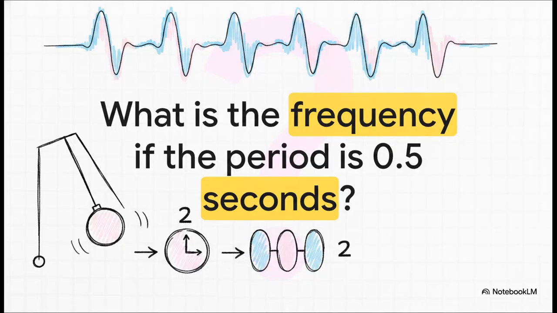Time for a quick knowledge check, straight out of the textbook exercises. We know frequency is just the number of oscillations per second. So, if a pendulum takes exactly 0.5 seconds to finish one single oscillation, meaning its period is 0.5, what's its frequency? Think about it for a sec. Well, if it takes half a second for one, it would complete 2 full oscillations in a whole second, right? So the frequency is 2 Hertz. And flipping that logic around, if a simple pendulum has a frequency of 1 Hertz, its period has to be exactly 1 second. Make sense?